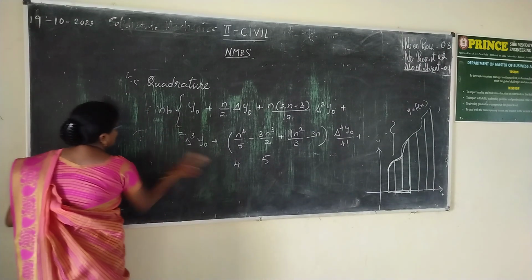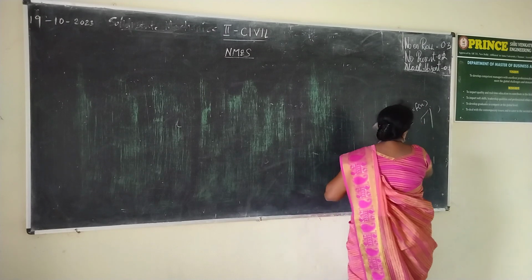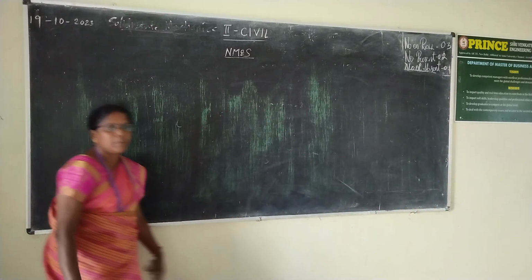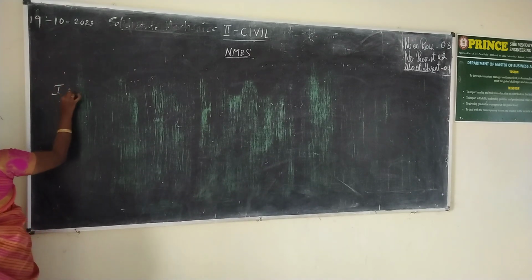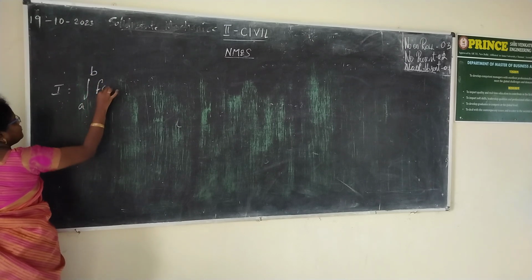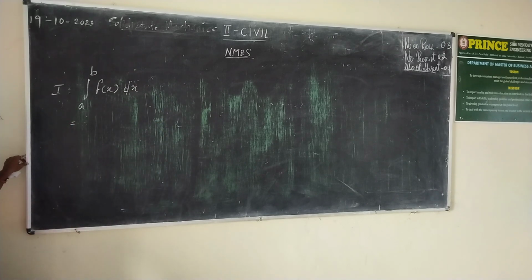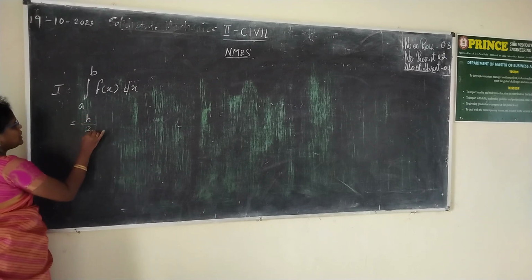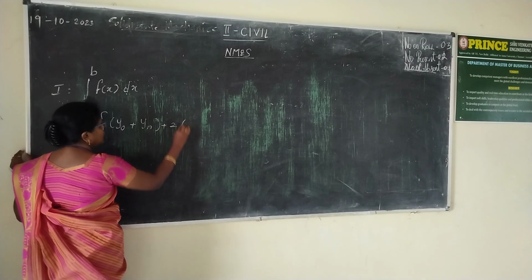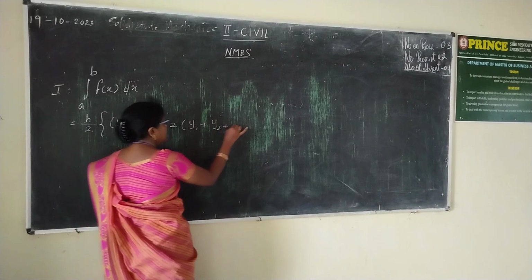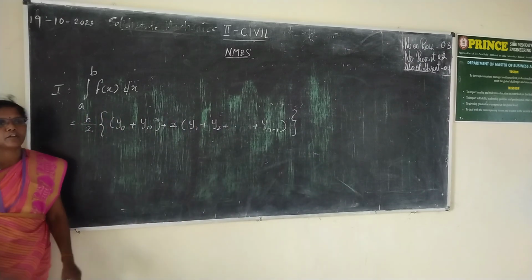First formula, trapezoidal rule. Write I equal to integral from a to b of f of x dx is equal to h by 2 into y0 plus yn plus 2 into y1 plus y2 plus etc. up to y n minus 1. This is the formula for the trapezoidal rule.